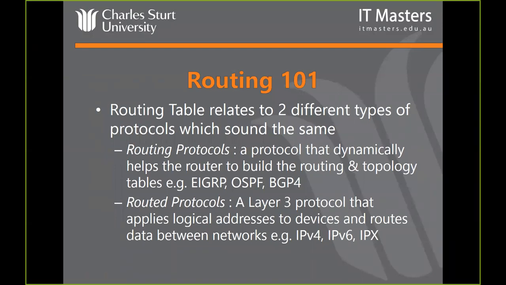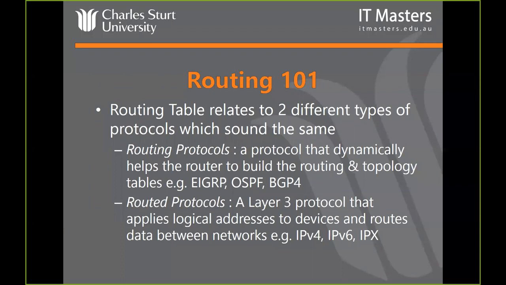So we have what are called routing protocols. Routing protocols are protocols that dynamically assist the router in building the routing and topology tables. They're the protocols that the routers use to talk to each other to share information about routes that they know about. Examples of those protocols are EIGRP, OSPF, and BGP4, which are three of the big-ticket routing protocols you need to understand for CCNA. Another is RIP version 2, which is also a routing protocol that you need to understand.